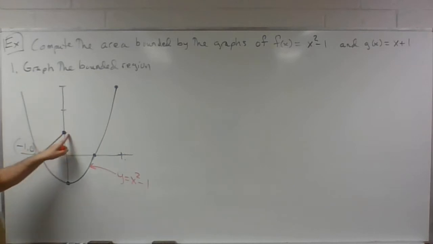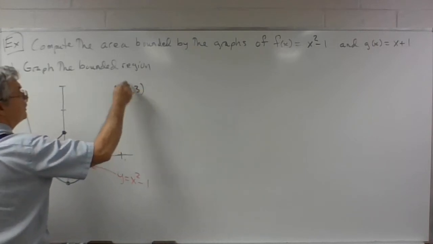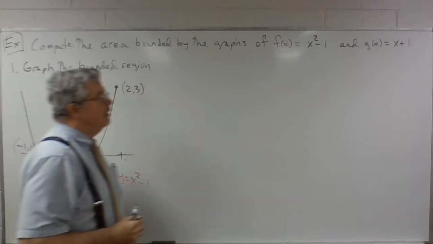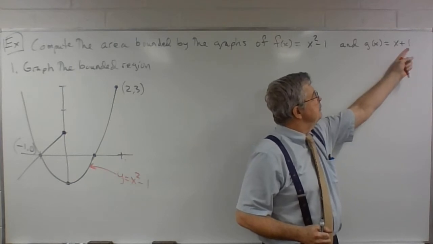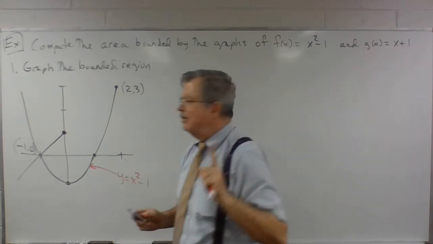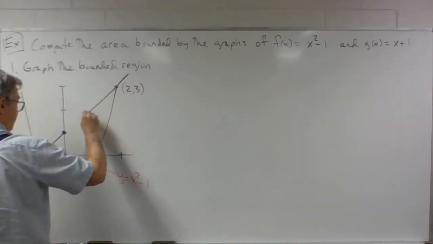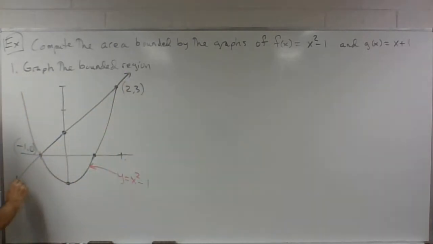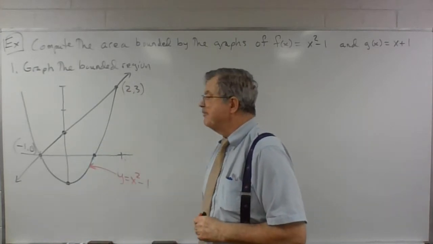Let's see, are we lucky enough to have this go through the point 2, 3? Let's see. When x equals 2, y is 2 plus 1, which is 3, son of a gun. It goes through the point 2, 3. So we lucked out. The points of intersection were easy to find.